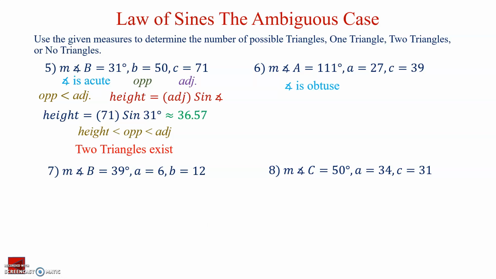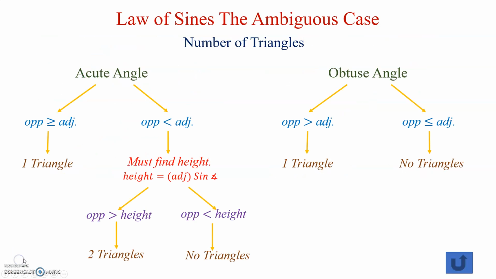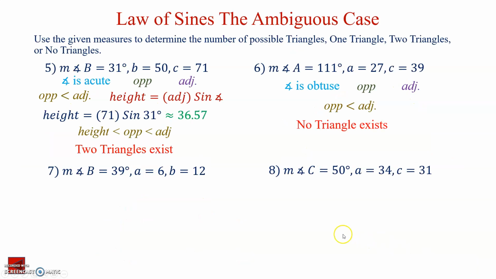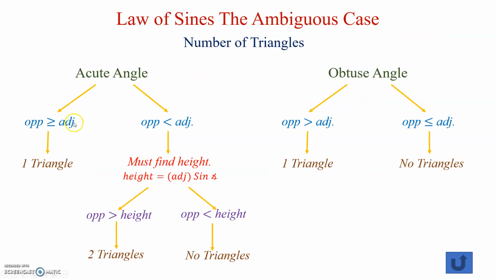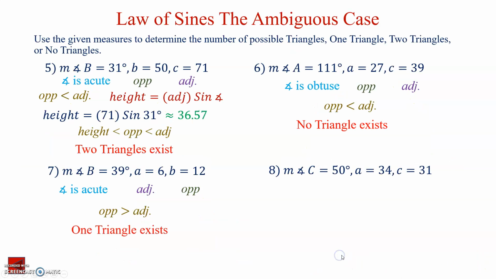Sixth one, we've been given an obtuse angle, the opposite and the adjacent. The adjacent is greater than the opposite, or the opposite is less than the adjacent. We check the flow chart. With an obtuse angle and the opposite less than the adjacent, no triangles. Number seven, 39 degrees is acute. We've got an adjacent side and an opposite. The opposite is greater than the adjacent. Check the flow chart: acute, opposite greater than the adjacent, one triangle.